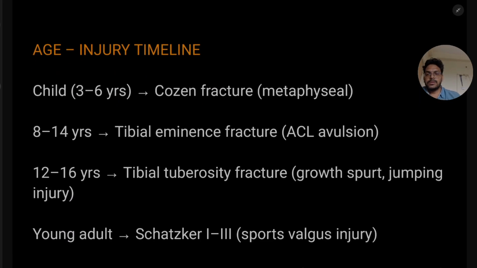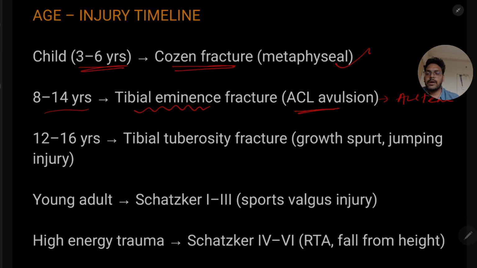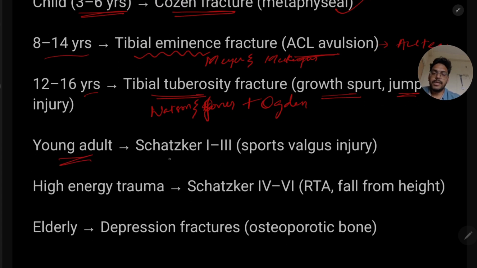So in children less than 3 to 6 years, Cozen's fracture is more common and it's a metaphyseal fracture. In 8 to 14 years, there is tibial eminence fracture, that is an avulsion, which is similar to an adult ACL tear. In 12 to 16 years, the tibial tuberosity is more commonly fractured, because of the growth spurt and or jumping injuries. The classification given for the tibial eminence is Meyers and McKeever. For tibial tuberosity it is Watson-Jones with Ogden modification.